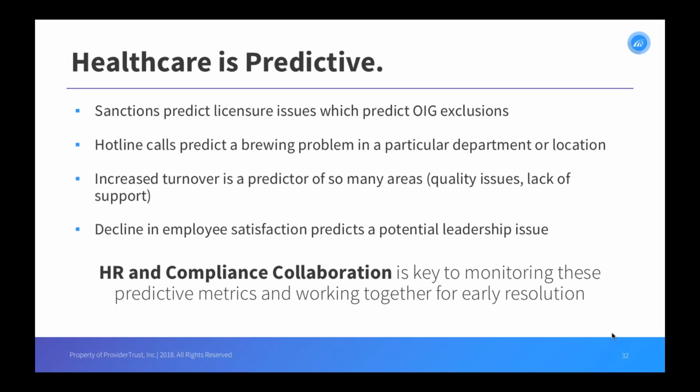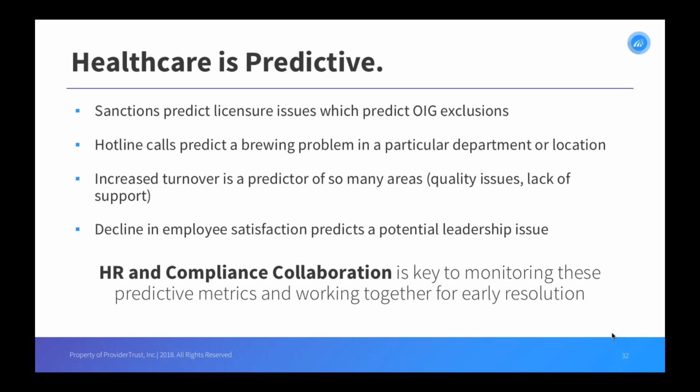As a matter of fact, about 43% of all exclusions at the federal level have resulted from a licensure issue. There's just a direct correlation. So when we say healthcare is predictive, we really mean it. Sometimes monitoring state sanction boards for your employees or for your provider populations is actually the best way to predict future licensure issues or even future exclusion issues from a compliance and an HR perspective.